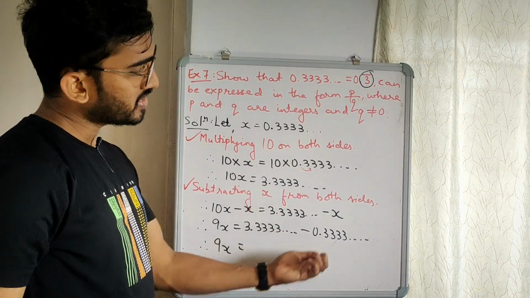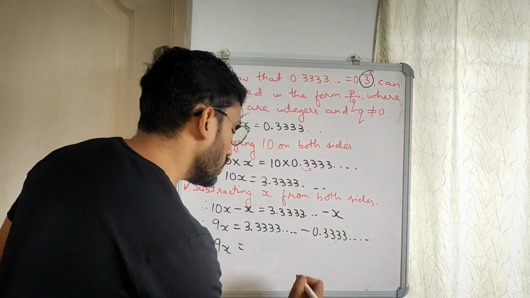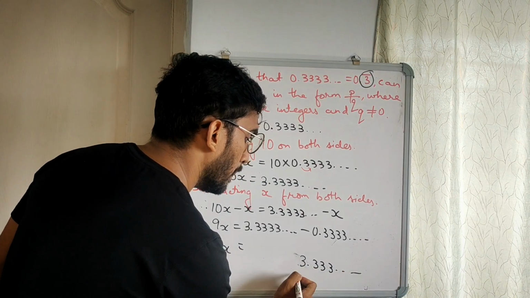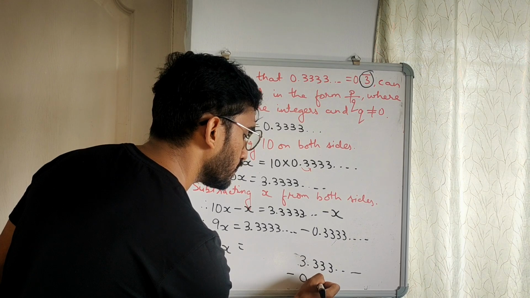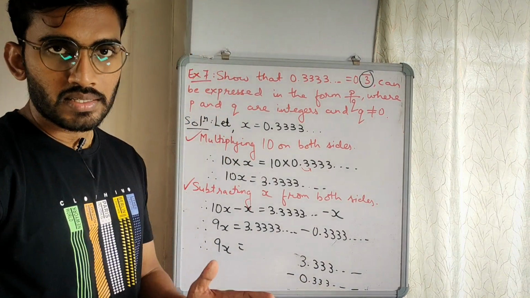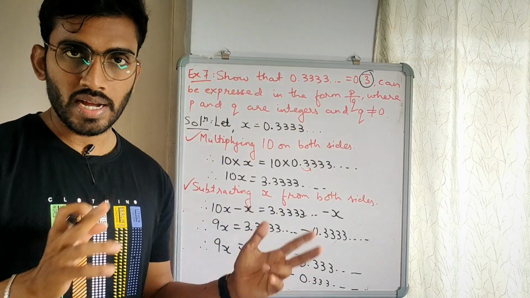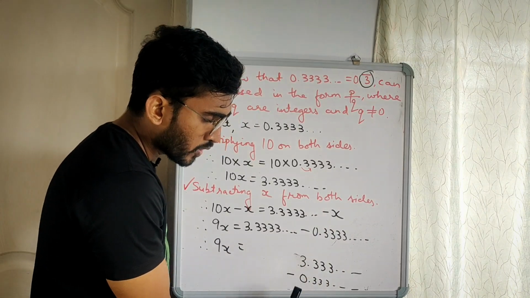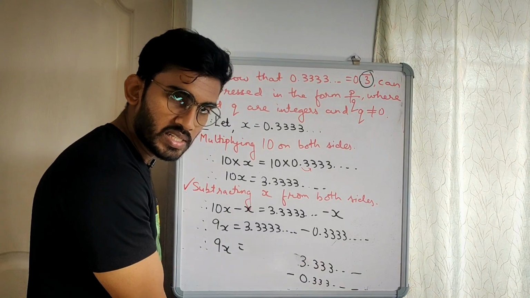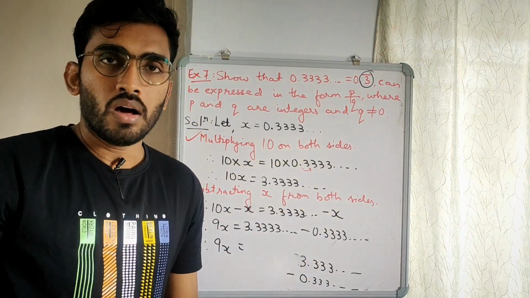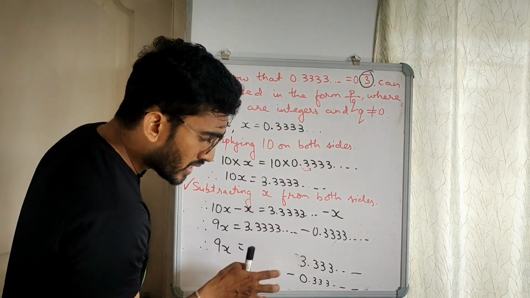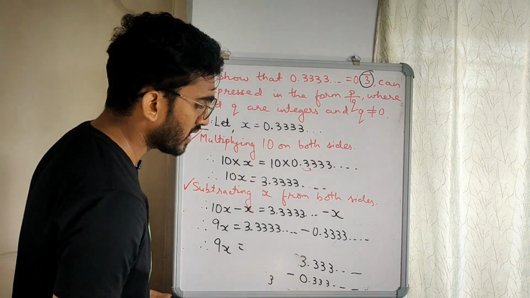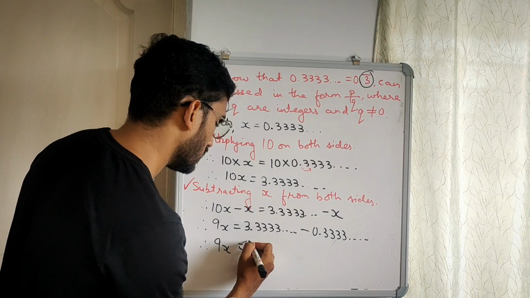As a result, I get 9x as it is, and here we have to subtract 3.33333 minus 0.33333, and this is what you do in rough: 3.333 minus 0.333. Whenever you add or subtract decimals, the point has to be below the point. After the decimal in both numbers there is 3 only, so 3 minus 3 always becomes 0, but before the decimal there is 3 minus 0, which gives 3. So after subtraction the answer is 3.